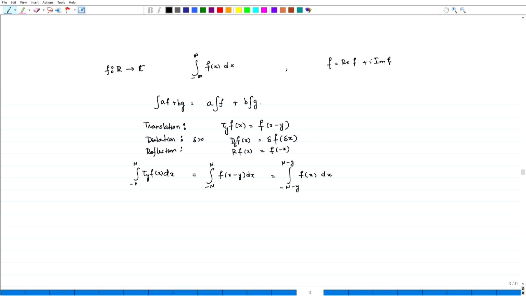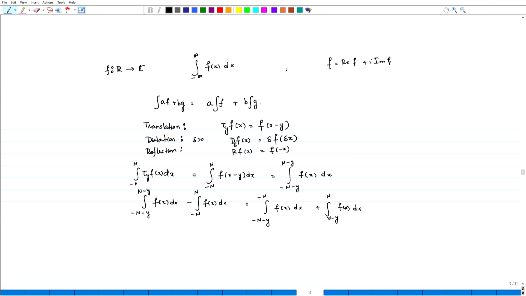Now, we are assuming f has moderate decay. Now, we would like to show that the integral from −n − y to n − y of f(x) dx minus the integral of f(x) dx goes to zero. So, if y is positive, I will go from −n − y to −n, that will remain f(x) dx, plus the integral from n − y to n of f(x) dx.